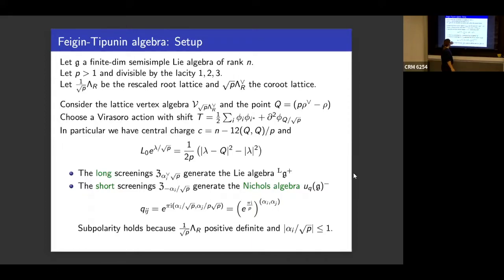And now let's look at two different screenings. We have the basis of this lattice. This is the vertex algebra. Those are local screenings, and they generate the positive part of the Lie algebra. I'm not sure if for non-simply laced that is proven. I think you have to prove it. There is some proof in the simply laced case in this Feigin-Tipunin paper, which I think uses a trick that only works for simply laced. So I could not directly give you a reference for this statement, but that's what most certainly we expect. I don't think it's difficult. It's local screenings. And the short screenings, notice I have the other direction, generate now the Nichols algebra.